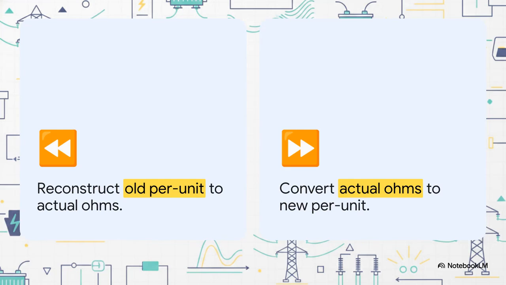Now, what if you are second-guessing yourself and aren't sure if you did the math right? Enter the defense check. Please do not trust memorization alone here. You can always reconstruct that old per-unit value all the way back into actual physical ohms. Then, just take those actual ohms and divide them by your new impedance base. If you did it right, both routes will perfectly agree.